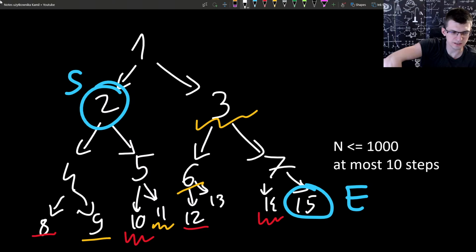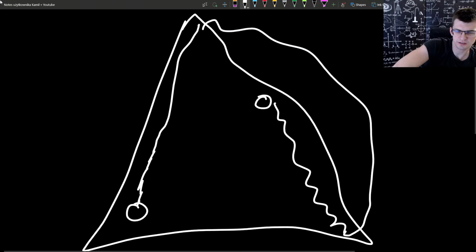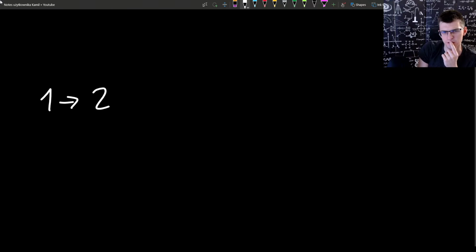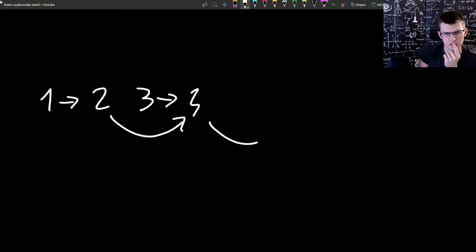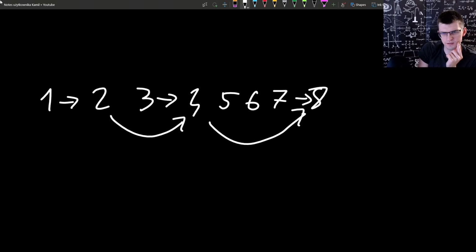Can we do something like a skip list? Skip list has a lot of edges, right? Or not? Skip list was something like from 1 we can jump to 2, from 2 we can jump to 4, from 3 to 4, from 4 to 8. Was it like that? If from 4 we can also jump to 6, then that's log of n edges from every vertex.